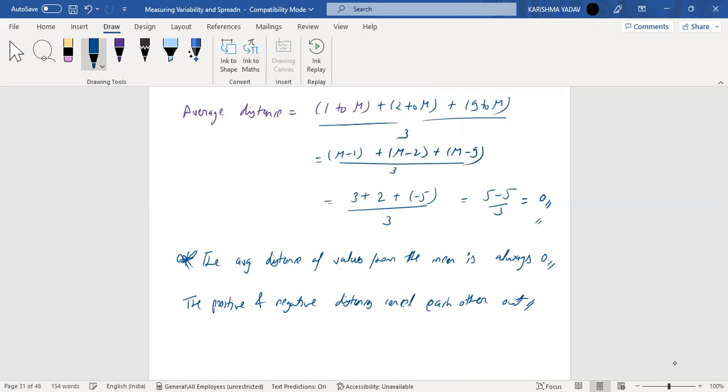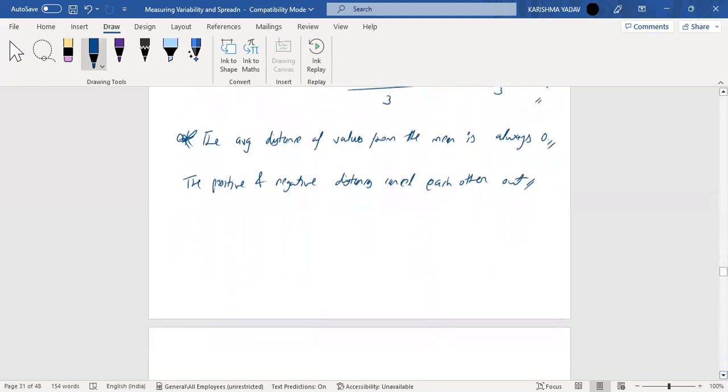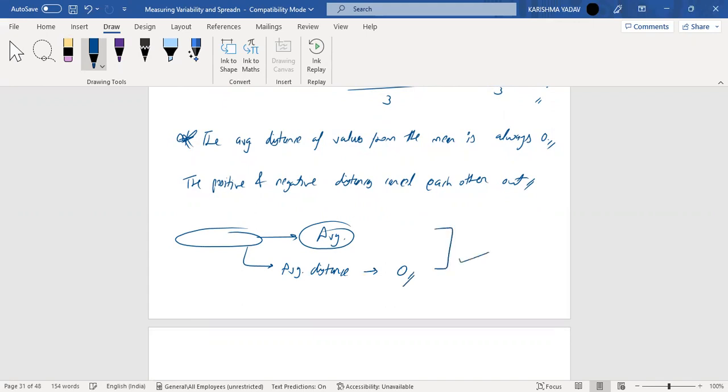Now, I have a question in mind: surely the distances don't cancel each other out for all values? Is it true for all values, or are we just lucky in this case? The answer is no, no matter what you choose, the distances to the mean will cancel each other out. You can take any set of data, take the average of it, and find the average distance of that data from the mean, and you will get 0. You can check it for any set of data.